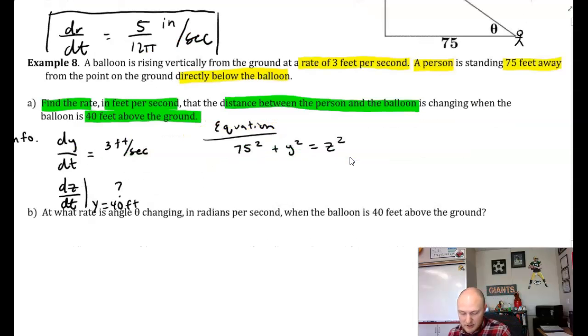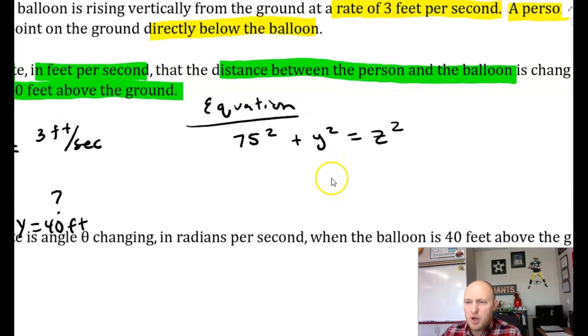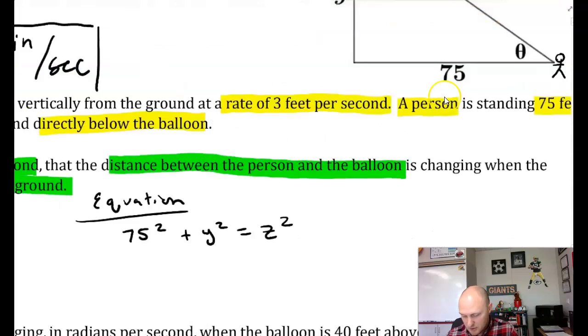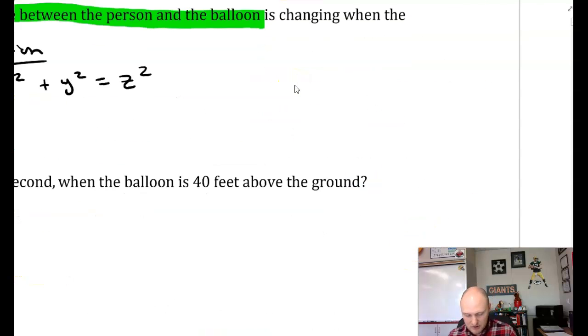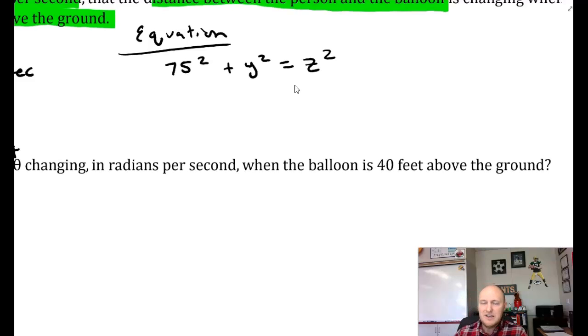Now I want to talk about this setup. I'm plugging in 75 here because that distance is constant. Going back to our picture, this distance is never going to change. So if you have a constant value in your equation, you can replace it. That makes our differentiation so much easier because the derivative of a constant is 0. Now y is changing because the balloon's rising, and the distance between the person and the balloon is changing, so I must leave those as variables. Okay, so there's my equation.